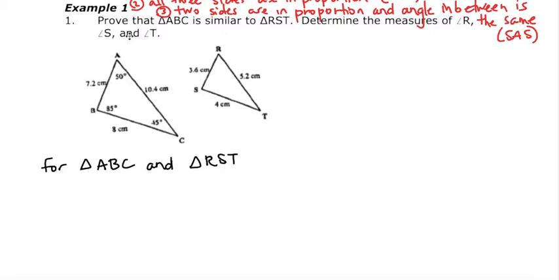So side, side, side. So I know that I'm labeling my triangle that the 8 is going to be side A, 10.4 is going to be side B, and 7.2 is going to be side C. R is 4, S is 5.2, and T is 3.6. And I know that in proportion, if they are similar, then side A is going to be in proportion to side R, which is going to be the same ratio as side B over S, which is going to be the same ratio as side C over T. So let's show that that's the case. Sorry, that's T, not R.